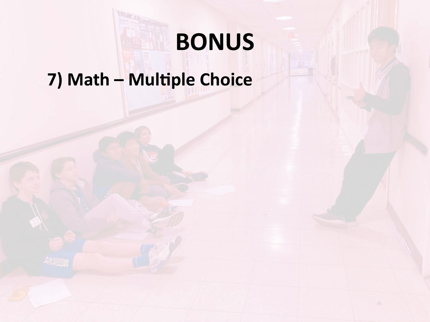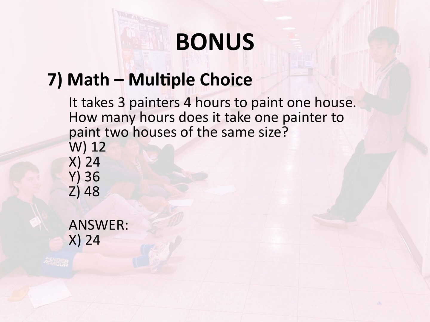Bonus 7. Math, multiple choice. It takes 3 painters 4 hours to paint one house. How many hours does it take one painter to paint 2 houses of the same size? W, 12. X, 24. Y, 36. Z, 48. Answer: X, 24.